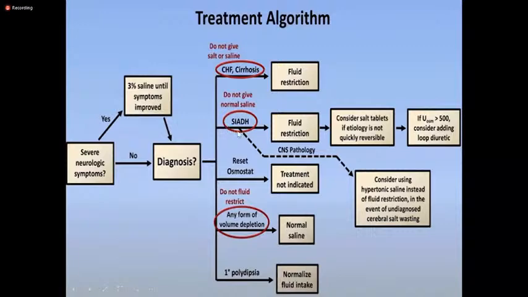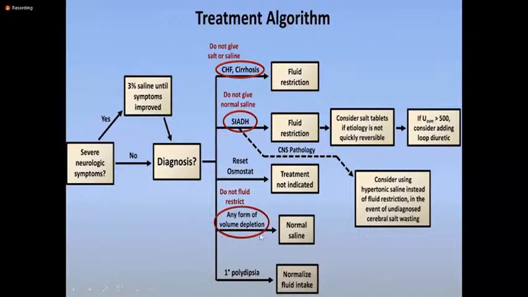Remember we said there are different causes of SIAD, and if it is related to a CNS pathology, in the event that the patient has a cerebral salt wasting syndrome, you'd want to give the patient hypertonic saline to help correct that. Reset osmostat basically refers to patients who have a lower threshold for releasing ADH. So it is benign and asymptomatic, hence does not require any treatment.